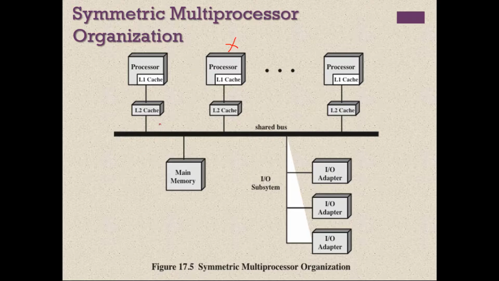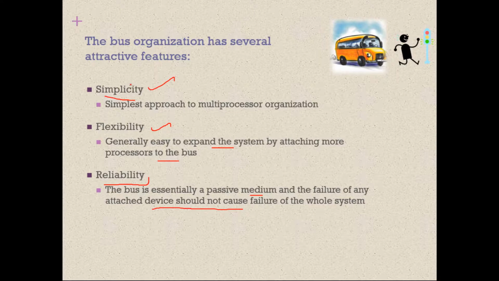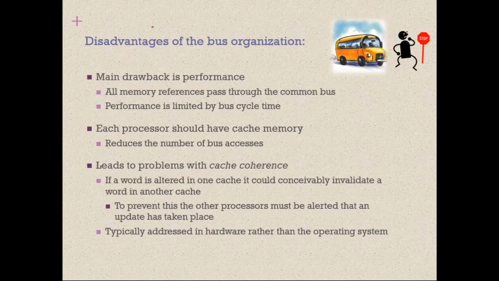Because not only this device, many devices are using the bus. So if one processor is not working, that work will be shared by some other processors. These are the advantages of using the bus organization, the same bus organization that was used in a normal uniprocessor system. So what are the drawbacks with this bus organization?